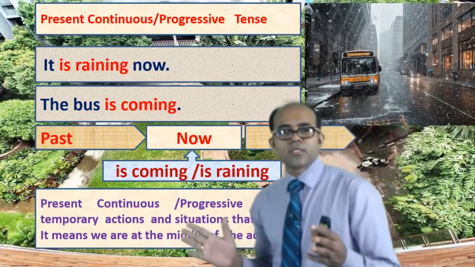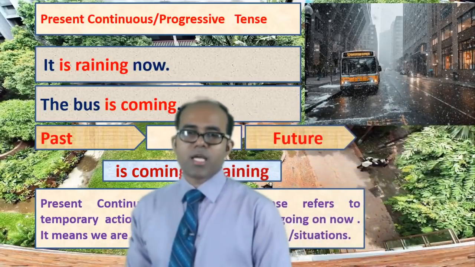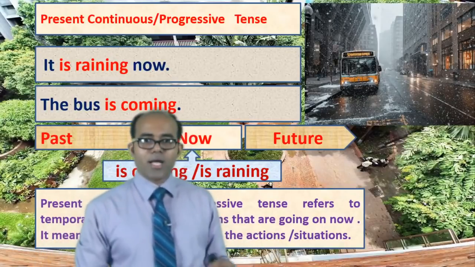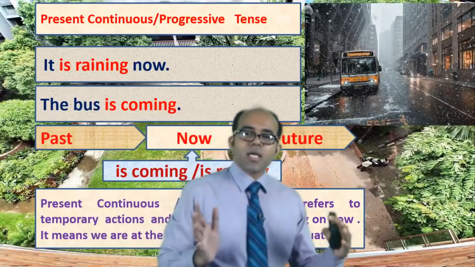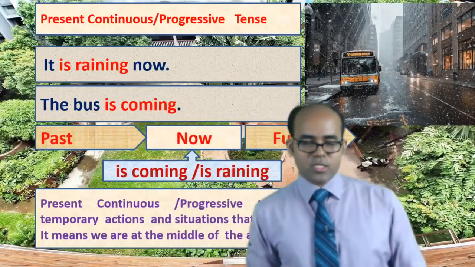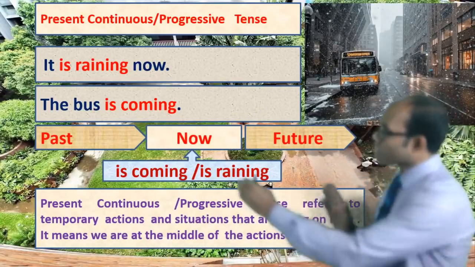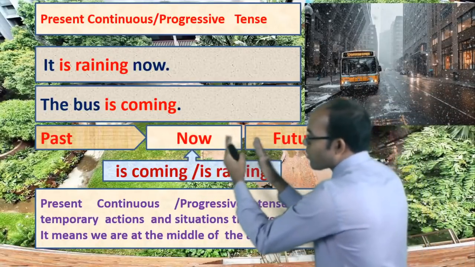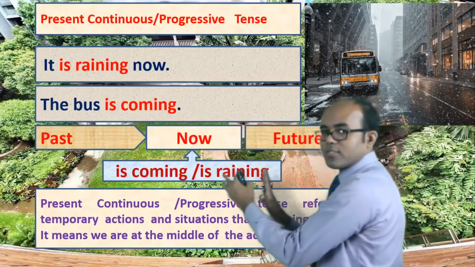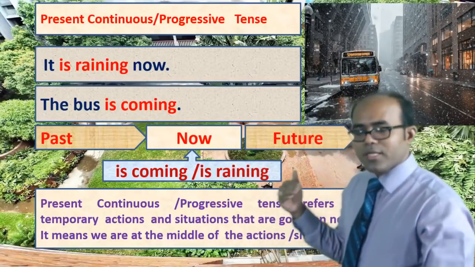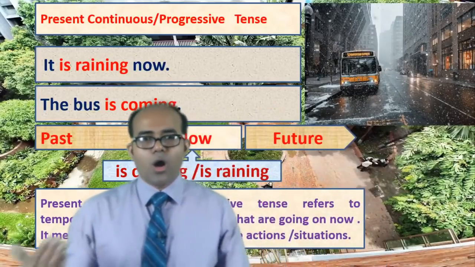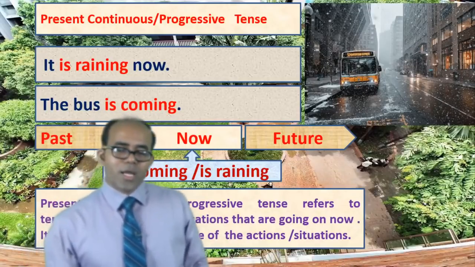Present continuous tense refers to temporary actions and situations that are going on, যা চলছে, এখন চলমান আছে। It means we are at the middle of the actions or situations. কোনো কাজ একটু আগে দেখা শুরু হয়ে গেছে, একটু পর চলবে হয়তোবা, আমি মাঝামাঝি অবস্থায় আছি, এটা হচ্ছে কন্টিনিউয়াস টেন্স। ওকে, তার মানে টেম্পোরারি অ্যাকশন মনে রাখবা, temporary action or situation that's going on now. It means we are in the middle of an action. Okay.